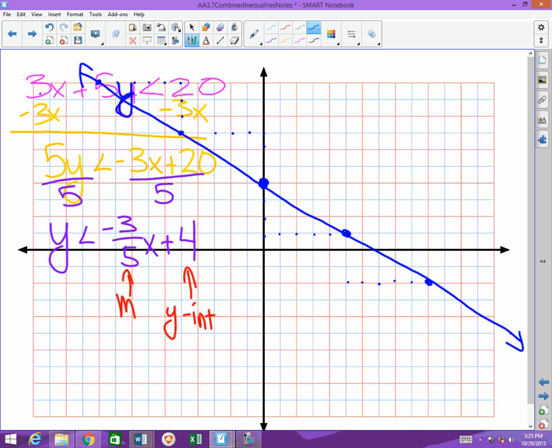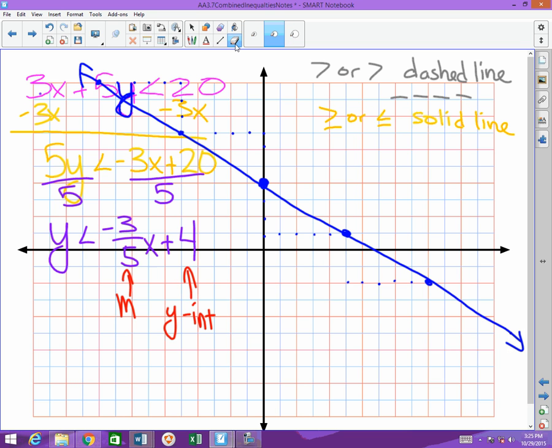Now, when you draw your line, if you have a greater than or a less than, your line should be a dashed line, like so. If you have greater than or equal to or less than or equal to, it should be a solid line. So this one, because it is just less than, should be a dashed line. And then we have to figure out which side to shade.